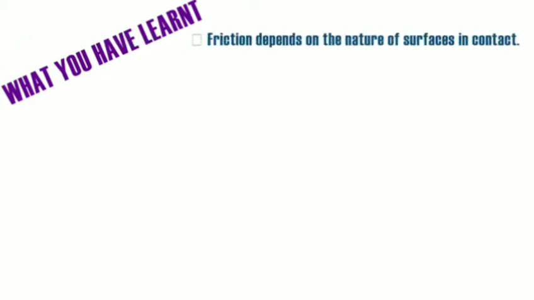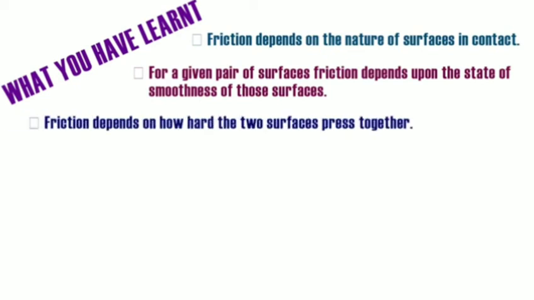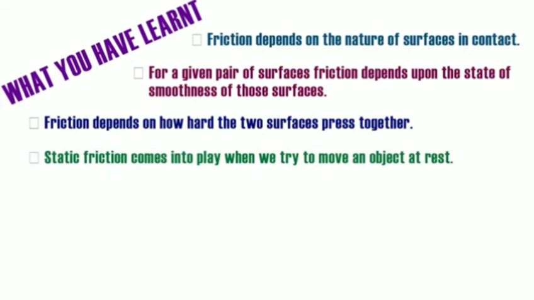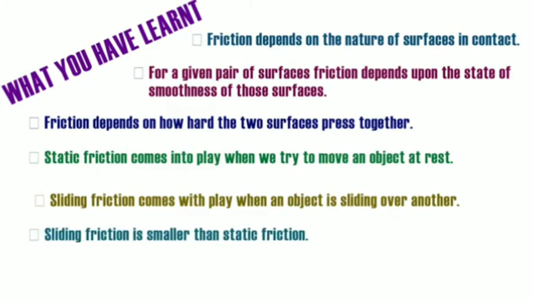Here are some points which you should keep in your mind. The first point is friction depends on the nature of surfaces in contact. Number 2, for a given pair of surfaces, friction depends upon the state of smoothness of those surfaces. Number 3, friction depends on how hard the two surfaces press together. Number 4, static friction comes into play when we try to move an object at rest. Number 5, sliding friction comes into play when an object is sliding over another. Number 6, sliding friction is smaller than static friction.